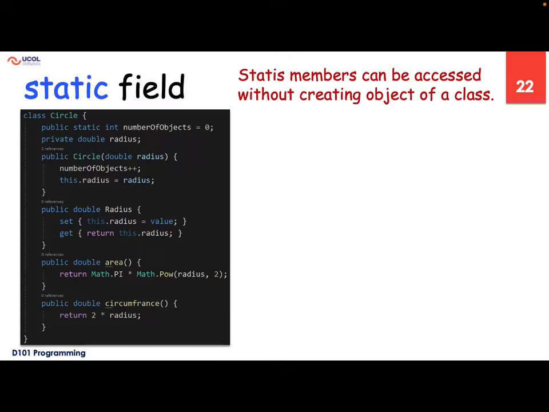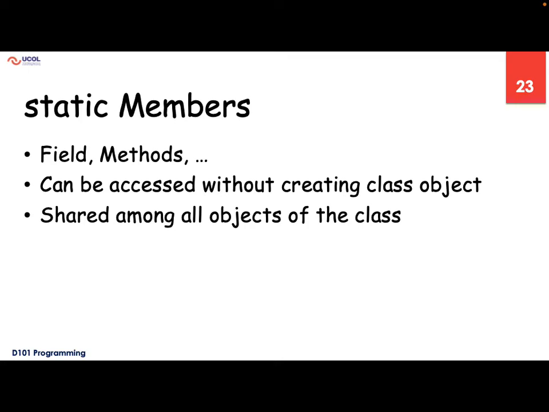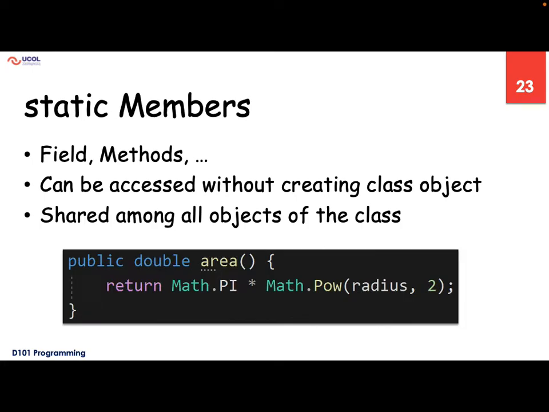Why? Because they are static. There are also two constant values which have been defined in the Math class, and they are also static. So we can access them without creating the object. So static fields or methods can be accessed without creating class objects, and are shared among all objects of the class. Here Math.PI, Math.pow, we didn't create the Math object, but we are accessing those constants and the method. So they are actually static fields or methods. Okay.